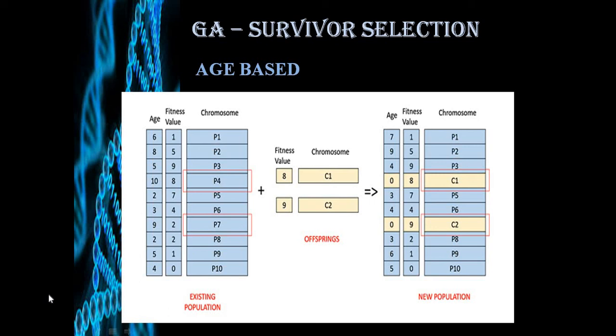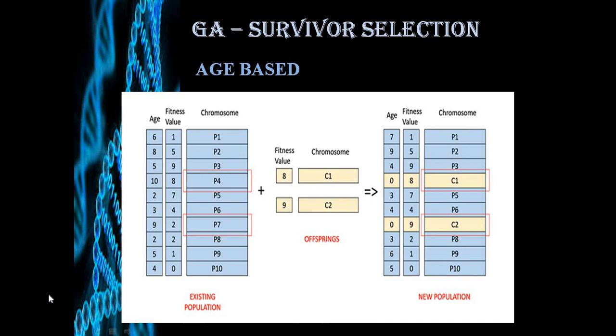Here is a diagram shown for age-based survivor selection. Here, the age is listed, then the fitness value is shown, then the chromosome and offspring, and then the output, that is, the new population. So this age-based selection is on the concept that each individual is allowed to continue in the population for a finite number of generations, where it is allowed to reproduce, and after that period it is removed.